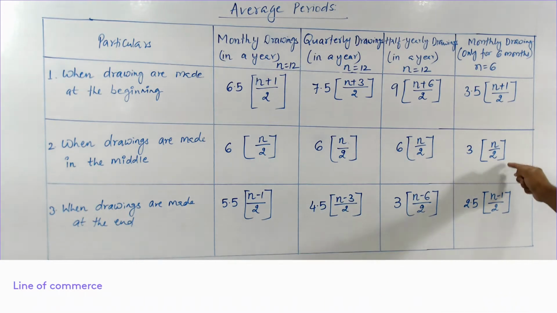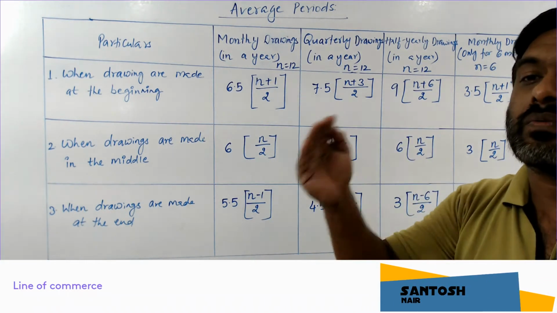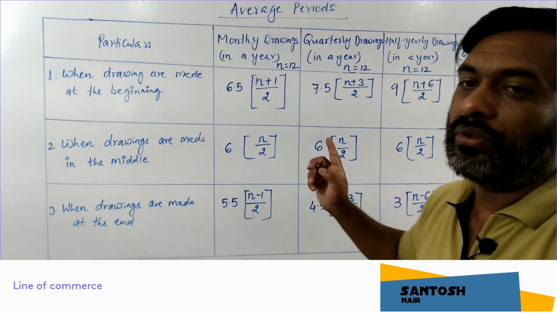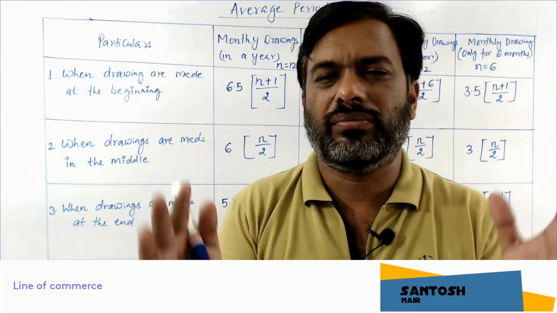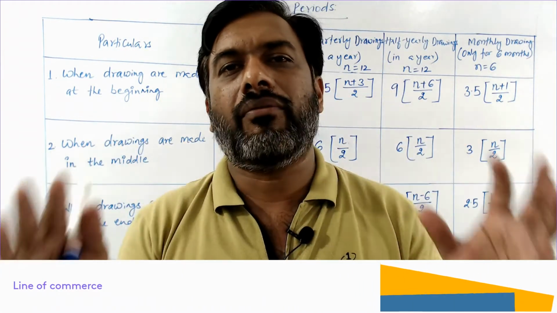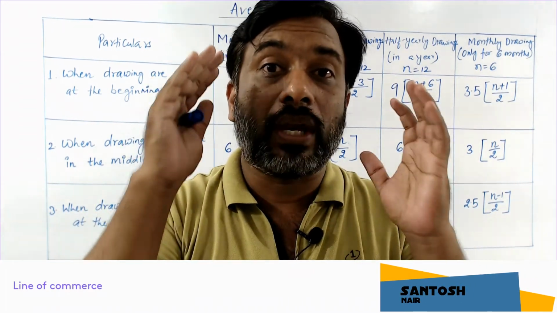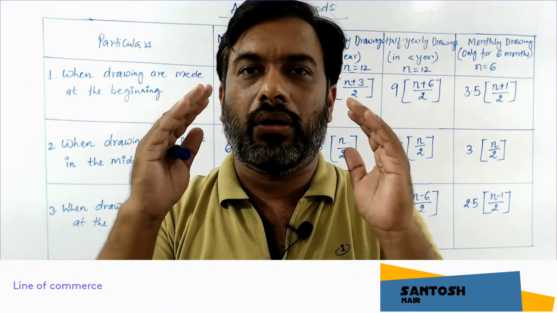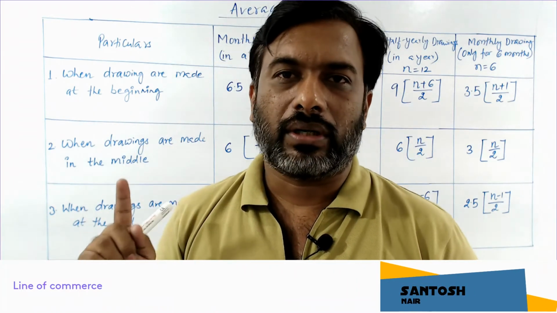Here 6 by 2, it is 3. Here n minus 1 means 6 minus 1 whole divided by 2. So 5 by 2, it is 2.5 months. So this is the formula to just remember the average time periods. You can use this always whenever you have any confusion, to cross check whether you are doing it correct or not.